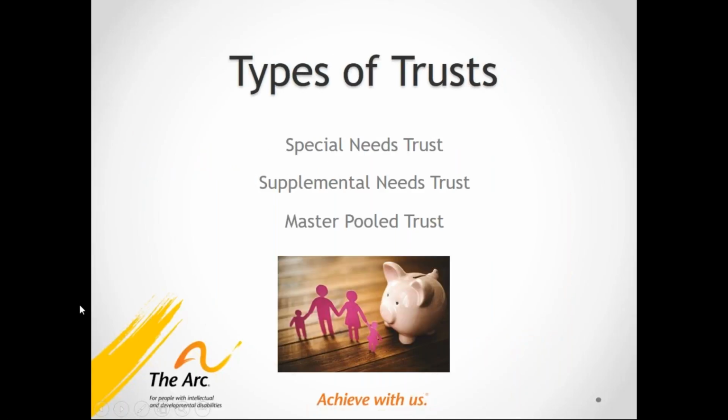There are various kinds of trusts when you're thinking about future planning for somebody with an intellectual or developmental disability. So the ones that we talk about are a special needs trust, a supplemental needs trust, and a master pooled trust.